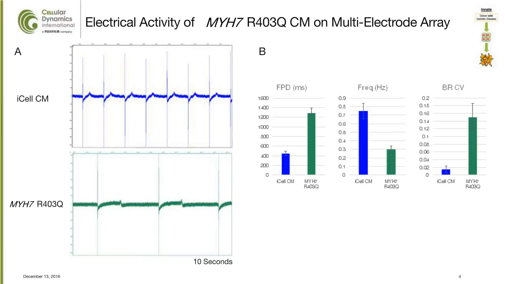So this is just an independent experiment that really confirms the impedance experiment, with the same result: decreased beat rate and increased arrhythmic-like activity in the R403Q cells relative to control.